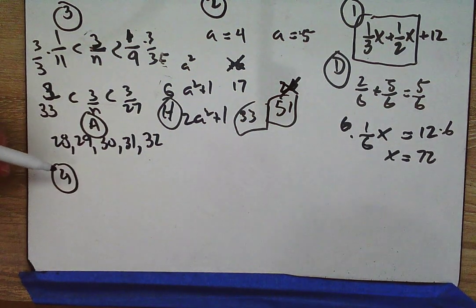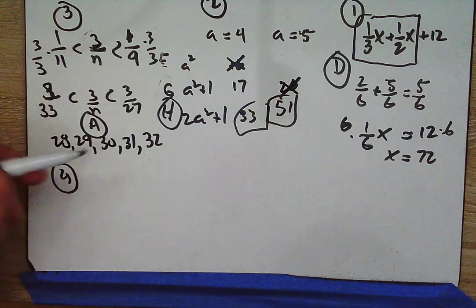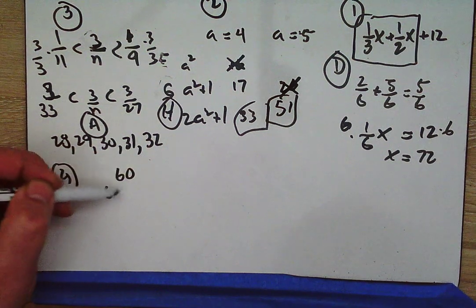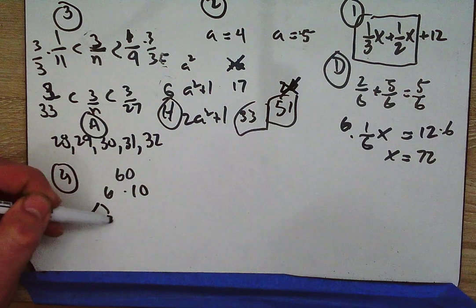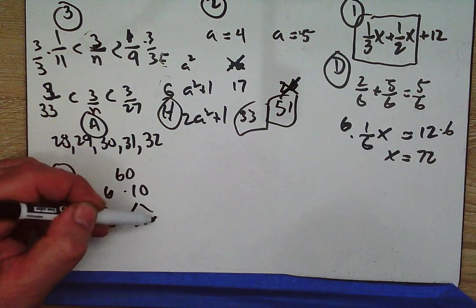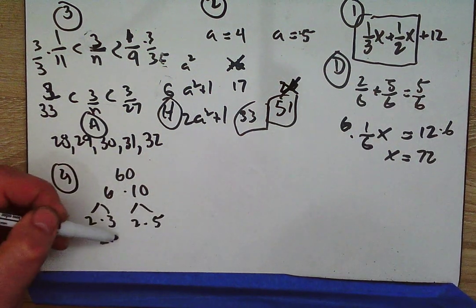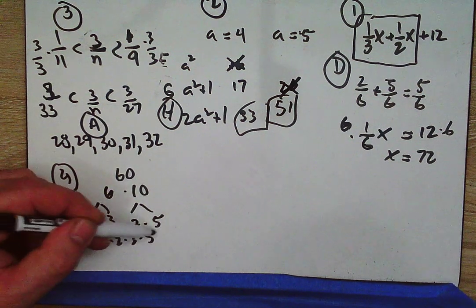4 says 60 is written in the product of prime factors. What are those numbers? Well, 60 is 6 times 10. Those aren't prime, so this is 2 times 3 times 2 times 5. So I'm looking at 2 times 2 times 3 times 5.